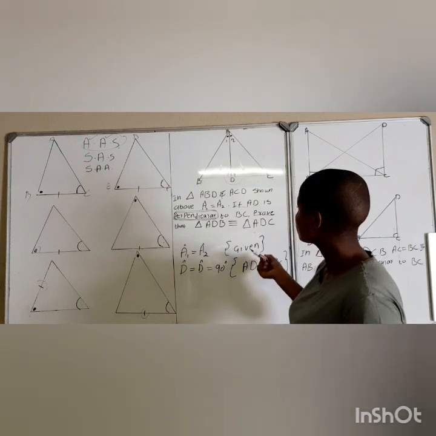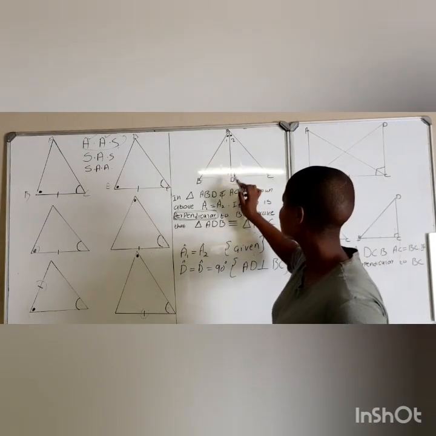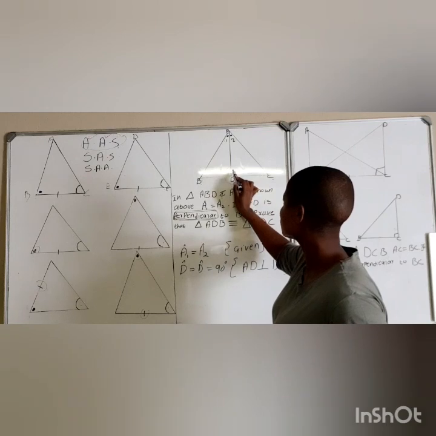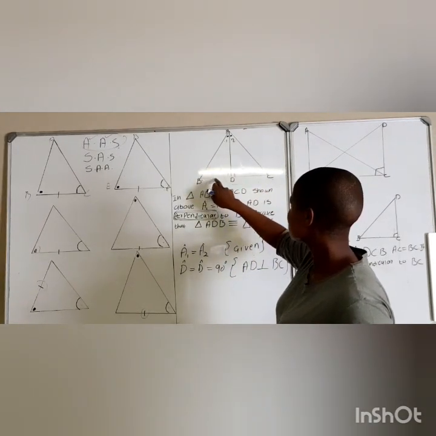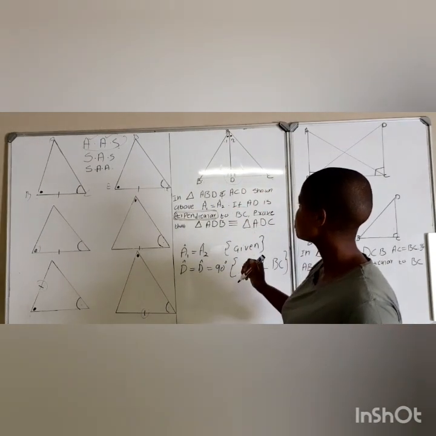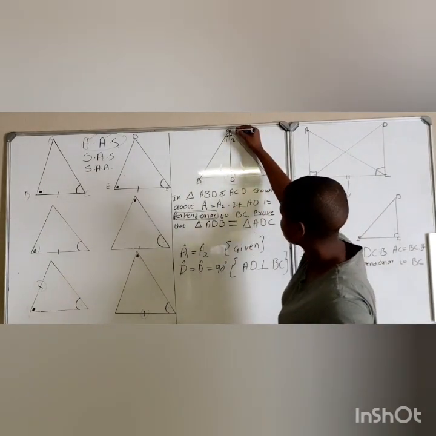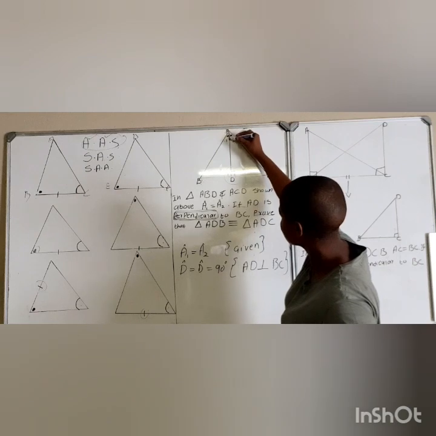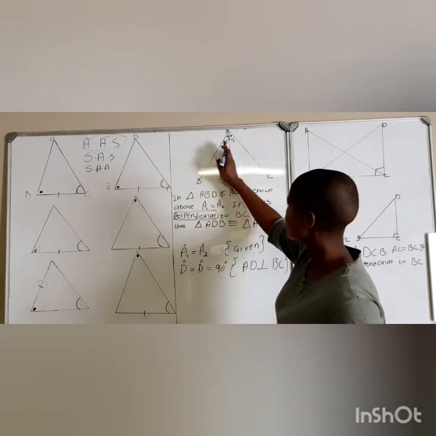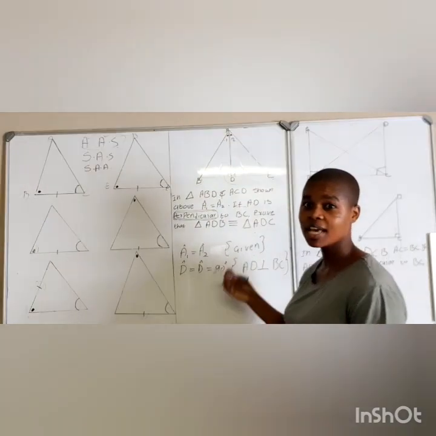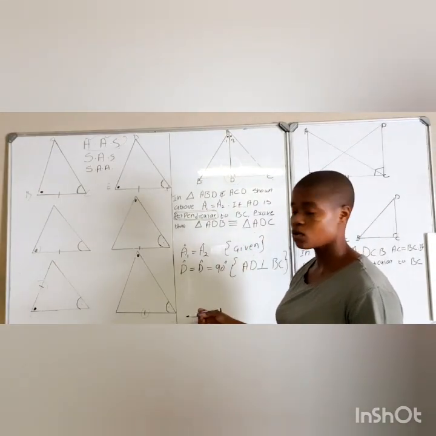And then what else do we have? We spoke about angles. We spoke about these 2 angles. Can I say something about this side? I don't have information about that, but I for sure have information about this side, which is AD. It is shared between this triangle and that triangle, so I can use it to say they are equal because it is a common side.